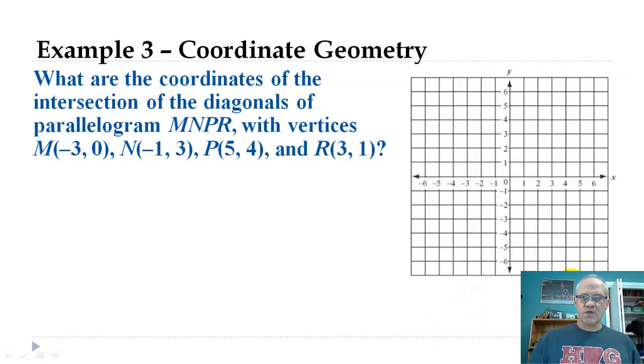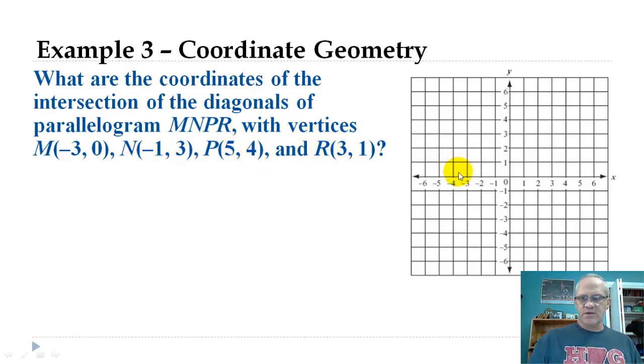All right, so last example here. We're talking about coordinate geometry. Basically, we're using the coordinate plane, which remember has an x-axis and a y-axis, and we're plotting the points here. So we're going to find where the diagonals intersect. Remember they bisect each other, so we're going to see where that spot is. That's the midpoint of each of those diagonals.